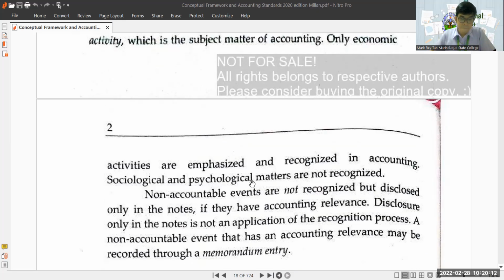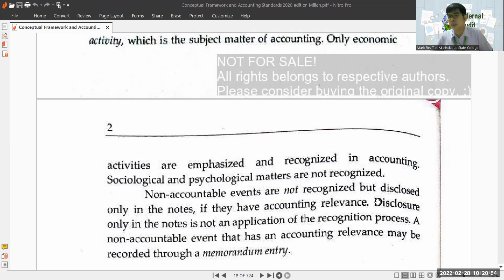Okay? So, non-accountable events are not recognized, but disclosed only in the notes if they have an accounting relevance. So, yung mga transactions or events na hindi natin kina-consider as accountable for economic events, we call them non-accountable events. Of course, they're not recognized. Hindi sila nare-record sa journal. Pero, if those events have an accounting relevance, ibig sabihin, mapapakinabangan natin siya in the future or sa paggawa ng FS, they can be disclosed in the notes to financial statements.